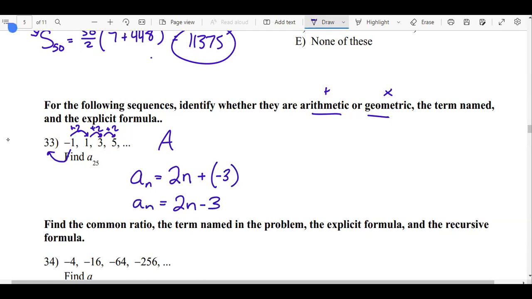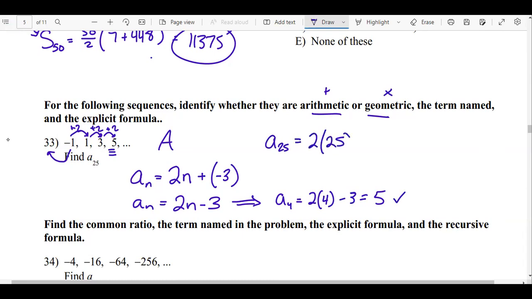So let's check that real quick. We know that the fourth term should be 5, right? So term 4 should be 2 times 4 minus 3. 8 minus 3 is 5. Cool. Our formula works. Now let's use it to find the 25th term. 2 times 25 minus 3. 47. Boom.